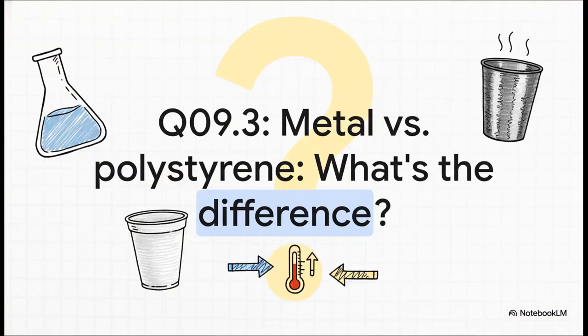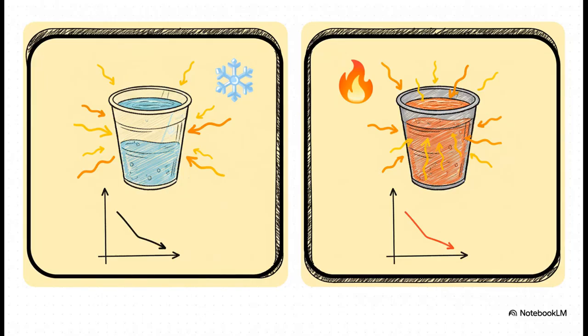Okay, next up. This is a classic what-if question. What would the line look like if a metal container was used instead of polystyrene? Explain why. So we're swapping out our cozy insulated cup for a metal one. How's that going to change our graph? And you've got to explain why. Right, let's break it down.